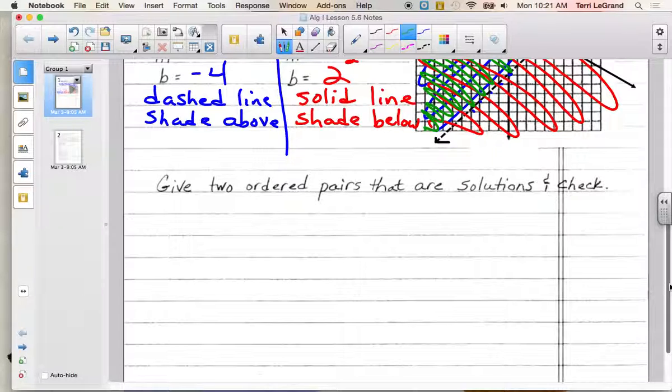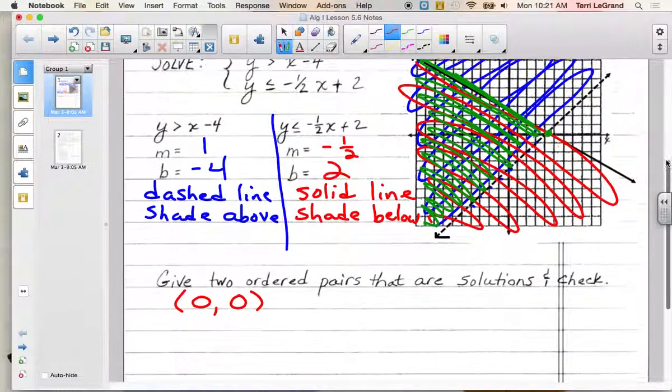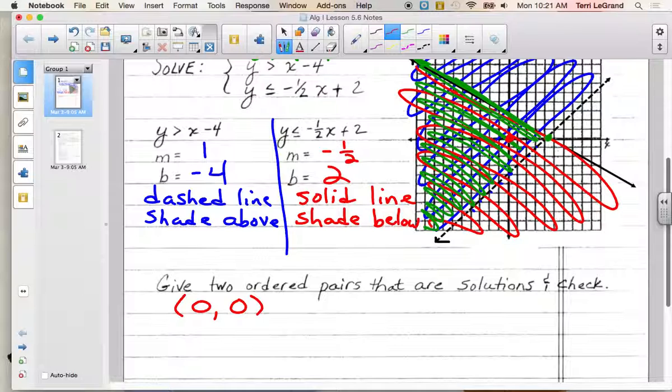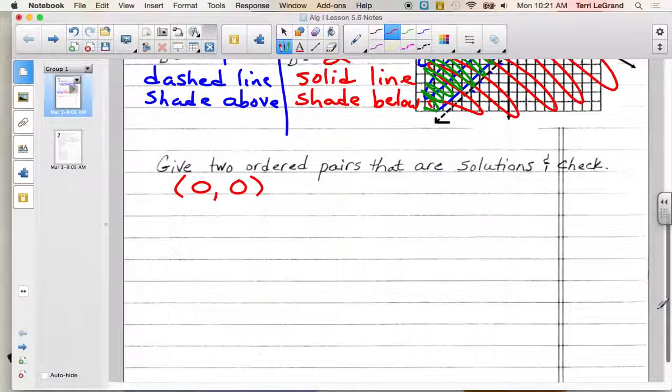So could somebody give me an ordered pair they believe is a solution to this system? Elena? 0, 0. Okay. So we're going to check ordered pair 0, 0. Let's look and see if that's in our overlap region. Let's double check. Oh, there it is right there. So that looks like a good possibility. And 0, 0 is a good one to put in because 0 is kind of fun to work with.